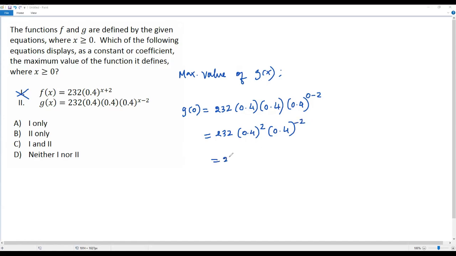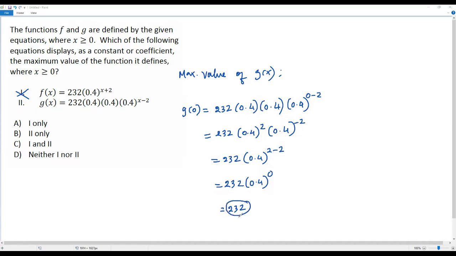Here we multiply two powers with the same base, 0.4 and 0.4. So what we can do is take the base once and add the exponents, that is 2 and negative 2. We get 232 times 0.4 to the power of 2 minus 2, which is 0.4 to the power of 0. Anything raised to the power of 0 is 1. 1 times 232 is 232. Here I got the maximum value of the function g of x, that is 232.